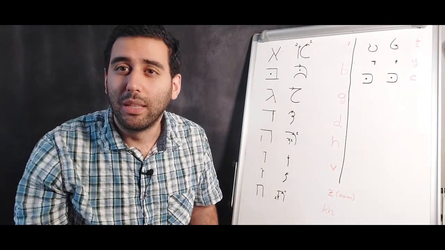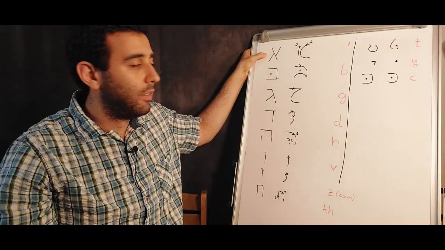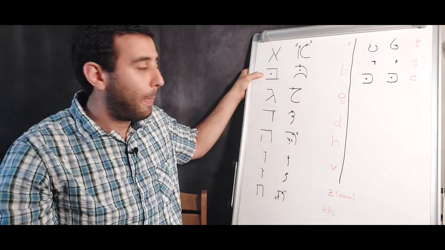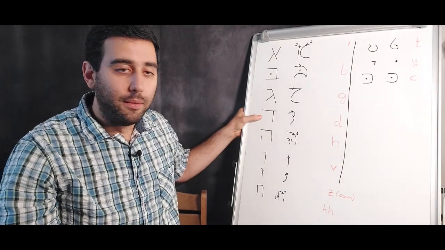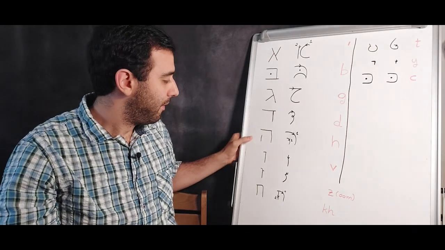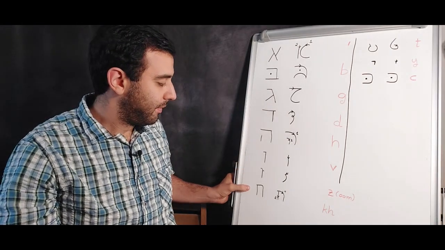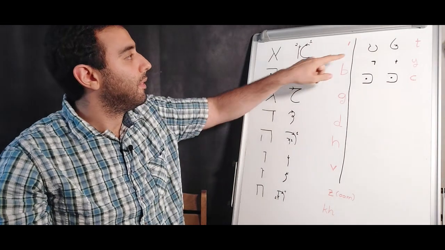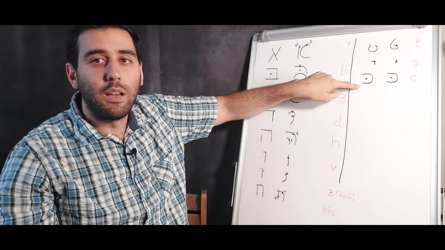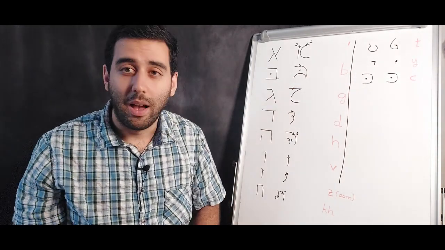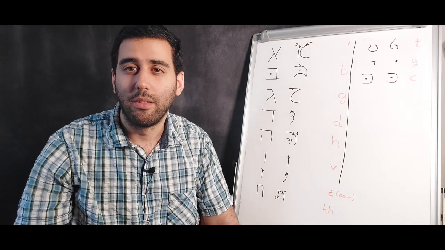So let's try to do it again together. Aleph. Bet. Gimel. Dalet. He. Vav. Zayin. Chet. Tet. Yod and Kaf. So, I hope that you understood everything, and we see each other in the next lecture.